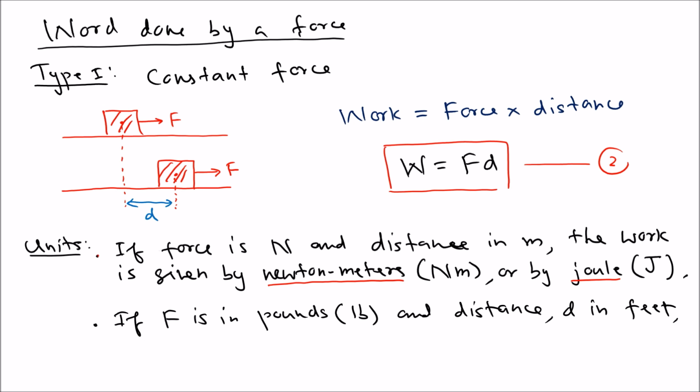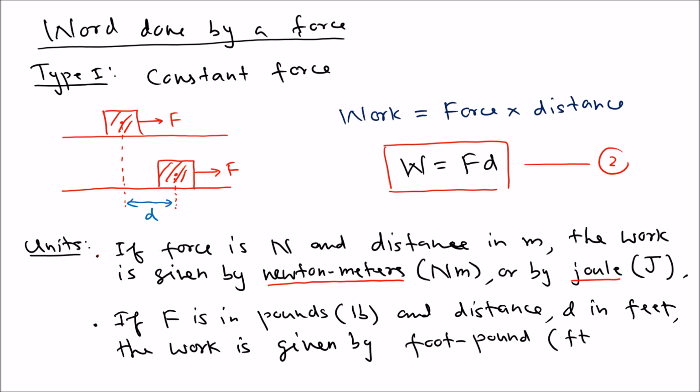The work is given by foot-pound. We normally write it as ft-lb. Okay, so those are the standard things that we use. Those are two things. The first one is the SI unit. The second one is the customary unit in the US. So we need to know how to solve problems in both.